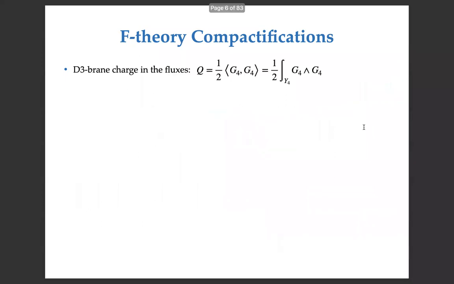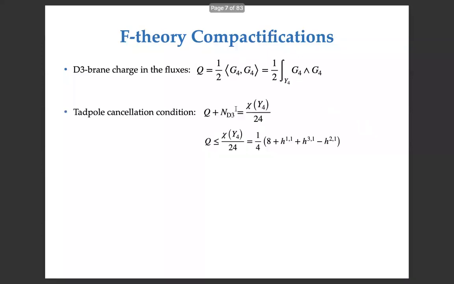Now, another key ingredient when we introduce these four-form fluxes is that they induce some D3 charge. There is some D3 charge stored in the fluxes, so that the total D3 charge has to be canceled because we have this compact space. So this contribution, together with the contribution from the number of space-time filling D3-branes and the contribution coming from the Euler characteristic, has to be canceled. This is just the usual tadpole cancellation condition.